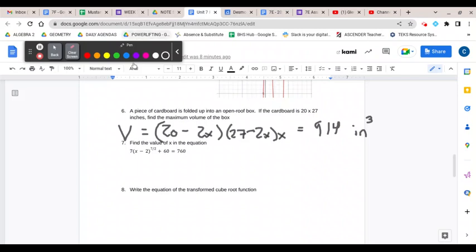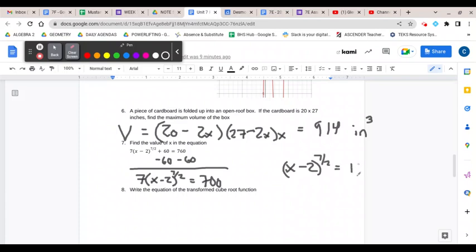All right, find the value of x in the equation right here. Again, I'm not going to go through the whole thing. So we'll minus 60 and minus 60. Then we're going to have 7 times x minus 2 to the 7 halves is 700. Next thing we have to do is divide by 7. So we get x minus 2 to the 7 halves is equal to 100.